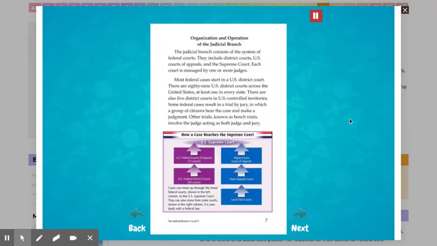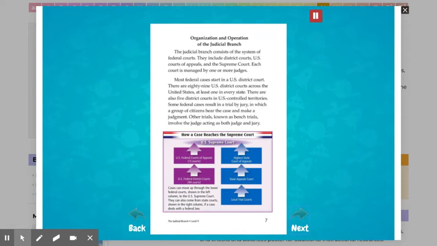Organization and operation of the judicial branch. The judicial branch consists of the system of federal courts. They include district courts, U.S. courts of appeals, and the Supreme Court. Each court is managed by one or more judges. Most federal cases start in a U.S. district court. There are 89 U.S. district courts across the United States, at least one in every state. There are also 5 district courts in U.S.-controlled territories.